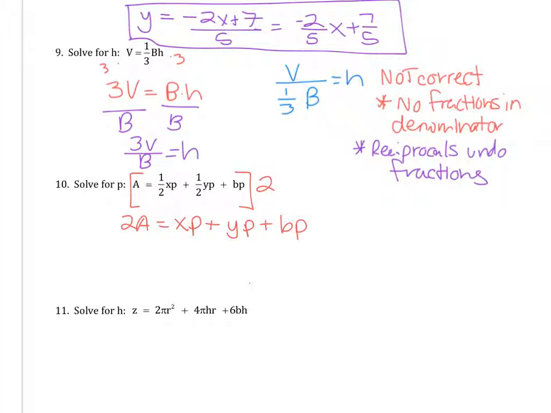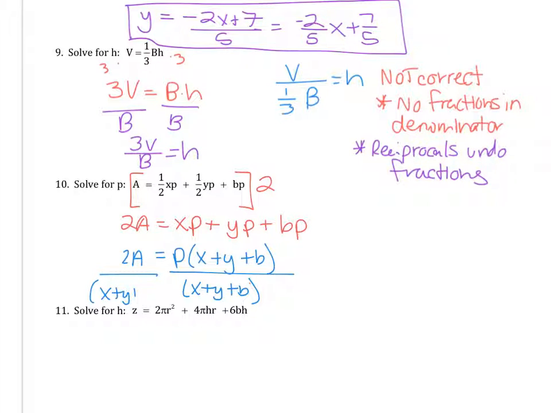The other issue that we have on this one that's different is that we have more than one p in the problem. So the first thing I need to do is move all of those p's to one side, which we already have, and then I need to factor it out. So that's going to leave me p times x plus y plus b on the right-hand side. I've still got 2a on the left. Now, to get p by itself, I'm just going to divide by everything that's in my parentheses. So my final answer is p equals 2a divided by x plus y plus b.